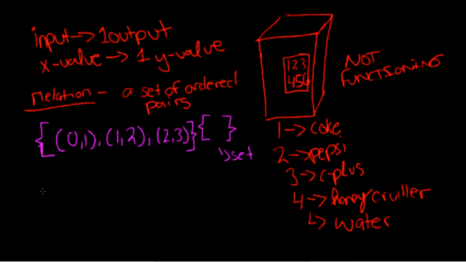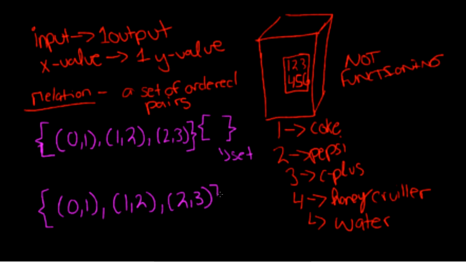And we're going to have another relation, another set of ordered pairs, (0, 1). We're going to start off with the exact same points, (1, 2), and (2, 3). But the only difference here would be that instead of (2, 3), we'll have (1, 3). So that'll be the only difference.